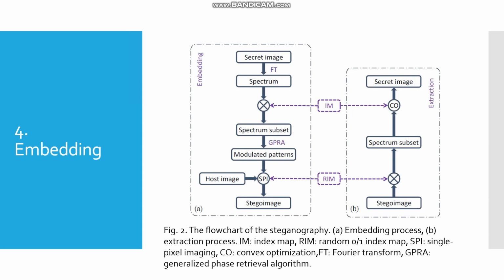Now, the retrieval process is the opposite of it. Using the stego image, we have to decrypt by using random index mapping. That's our key. So from the stego image, if we have RIM, we can decrypt the secret image spectrum subset, and using convex optimization, we can generate the secret image through extraction.